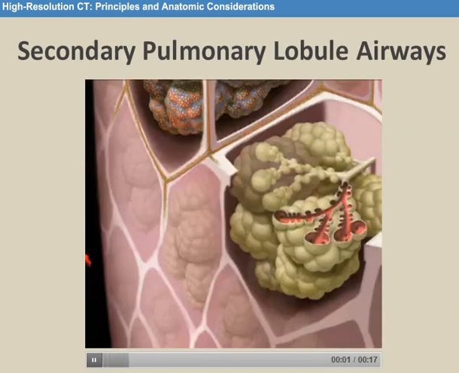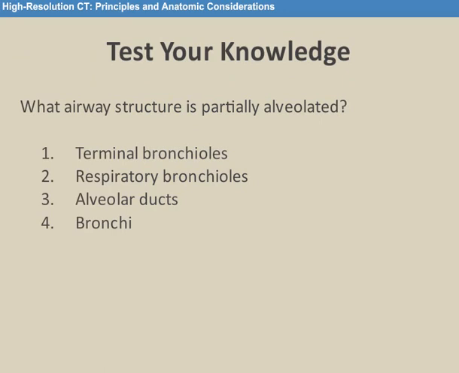Now we're going further, digging deeper into the secondary pulmonary lobule. We've taken away the capillary network, opened up some of the little airways here, and you can see the alveolar sacs here being supplied by an airway here that's branching and forming different appearances. And I'm going to ask you a question now. What airway structure is partially alveolated?